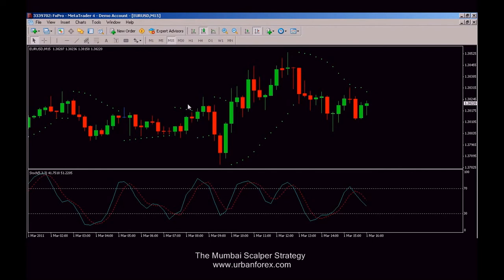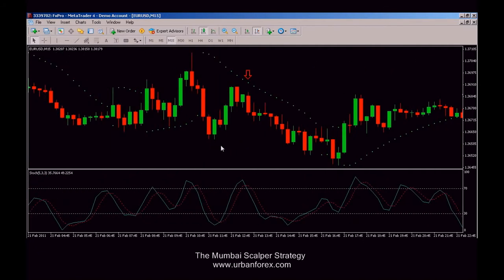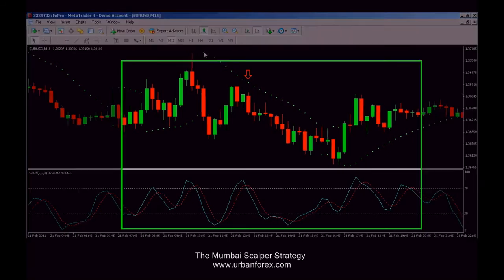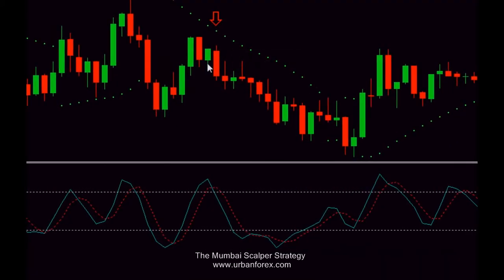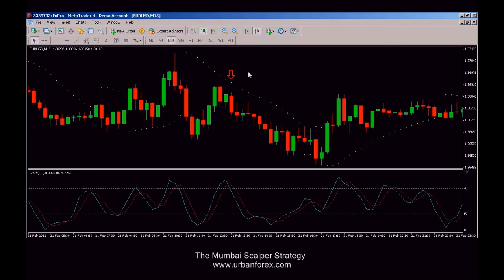Here's how the strategy works. Basically, we want to look for a trend, and we're going to use our parabolic SAR to give us a trend direction. Now let me show you an example. Here we have an example for a sell entry. The trend was a downtrend, and we had a cross in our stochastics above the 70 area, giving us a double confirmation that here's a retracement that happened during the downtrend, and it's going to continue down. So as soon as the candle that creates this cross closes, at the very opening of the very next candle, you would open a sell.